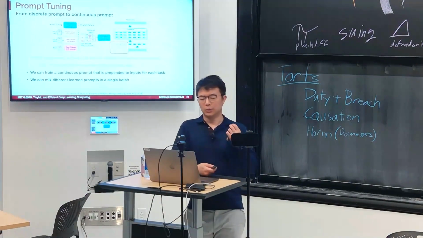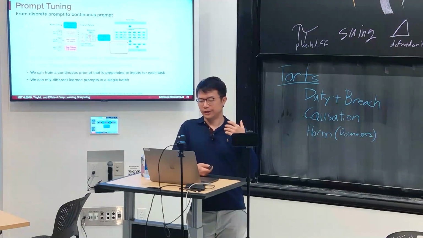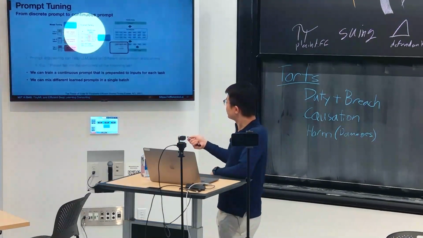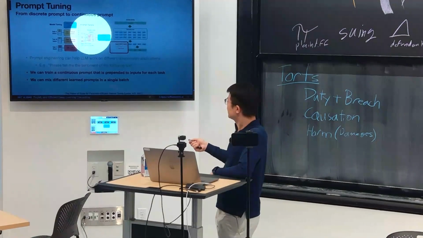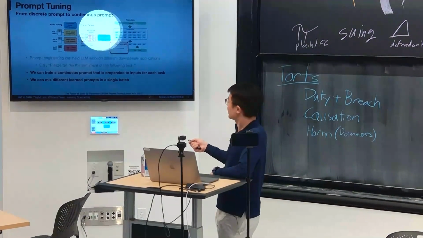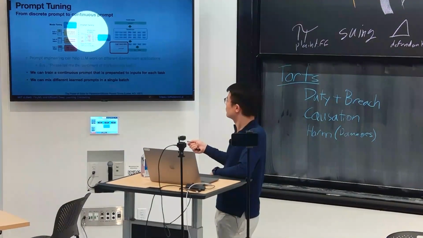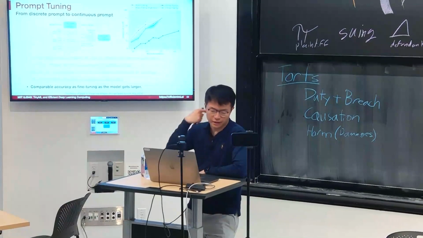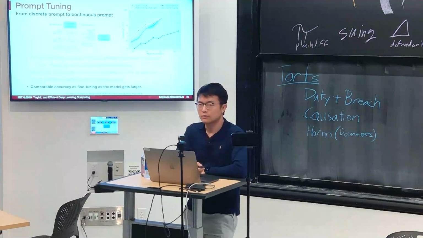So we train a continuous prompt that is prepended to the input of each task. Since we can backpropagate all the way to the prompt, making the right part tunable, it becomes a continuous prompt. And also we can now mix different learned prompts in a single batch, like A, B, C. From the large language model's perspective, they are all the same because they all follow the format of a prepended prompt with the original prompt. And that achieves comparable accuracy as fine-tuning when the model gets larger.